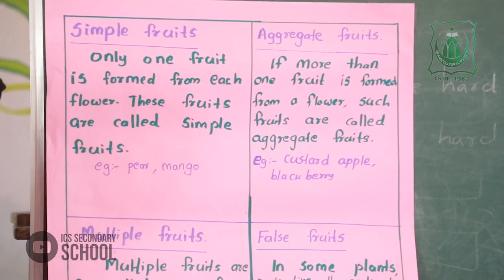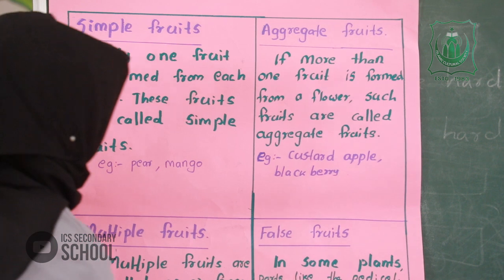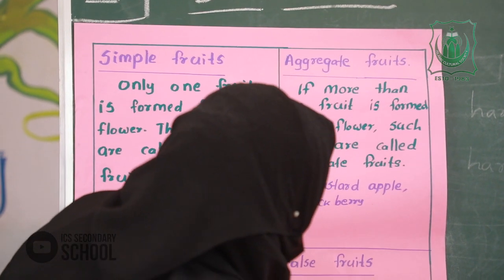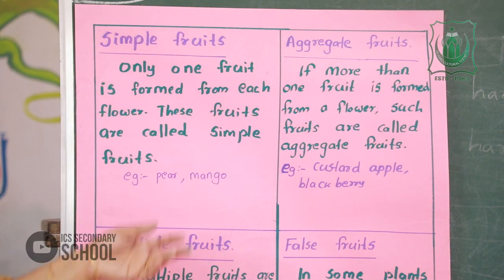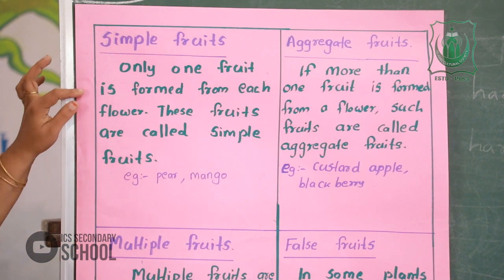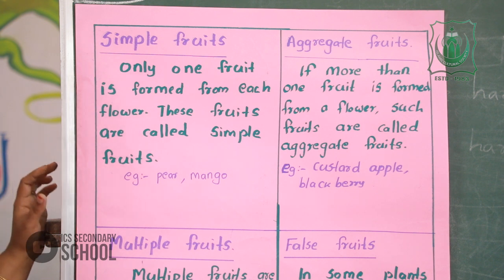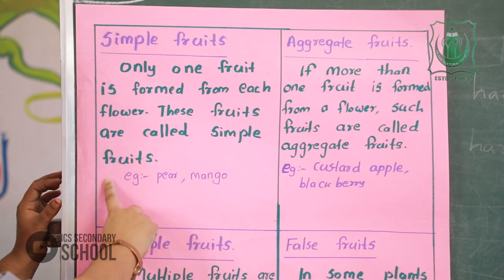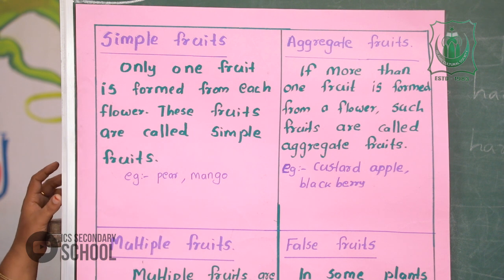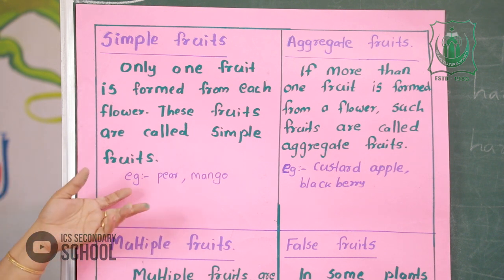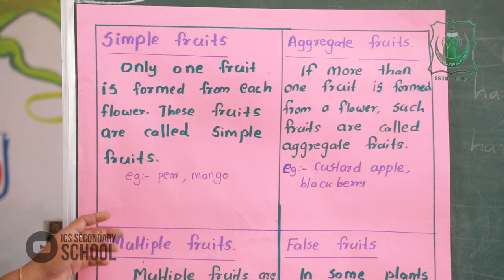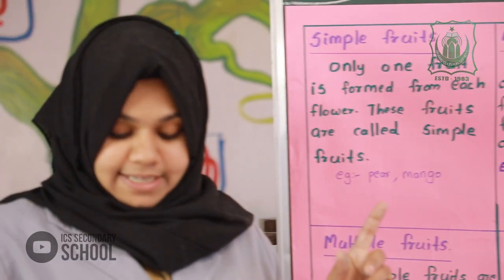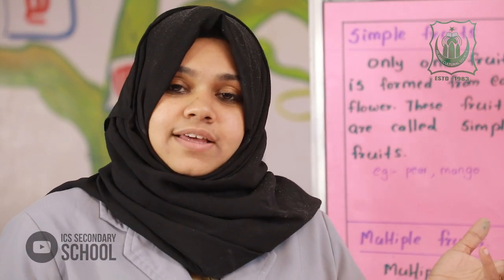This is called a simple fruit: only one fruit in each flower. Now we are going to study different types of fruits: simple fruit, multiple fruit, aggregate fruit and false fruit. First, simple fruit. Only one fruit is formed from each flower. What are the examples? Pear, mango, etc. How many seeds are there in mango? One seed is seen in mango.